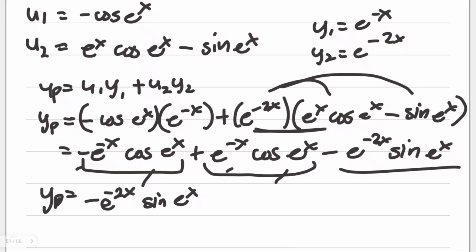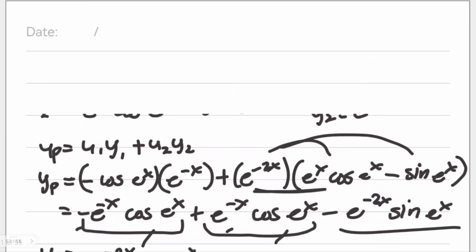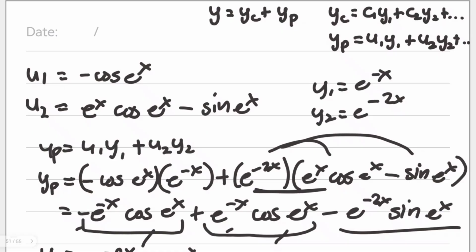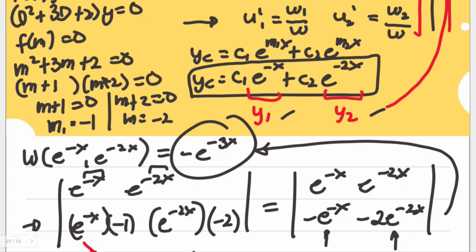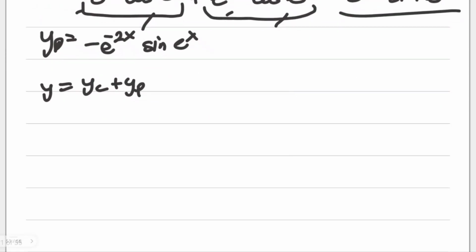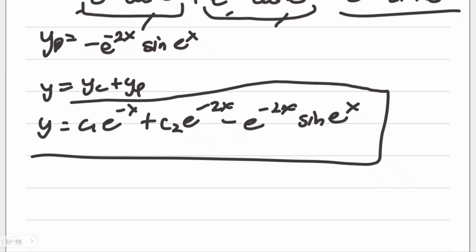Okay, so y is equal to y sub c plus y sub p. Our y sub c, where was it? So y sub c here. Y sub c is c sub 1 e to the power of negative x plus c sub 2 e to the power of negative 2x, and then minus e to the power of negative 2x sine e to the power of x. This is now our solution for the given equation.